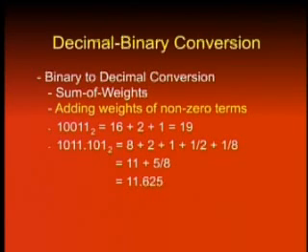There are 3 digits after the decimal point. The rightmost digit after the decimal point is a 1. It has the weight 0.5. The next digit is a 0. Its weight is not accounted for. And the last digit has the weight 1 by 8. So if you add all the 5 terms, 8, 2, 1, 0.5, and 1 by 8, the result is 11.625.